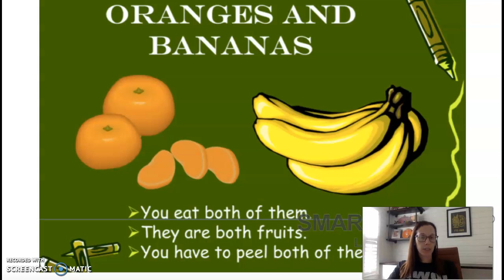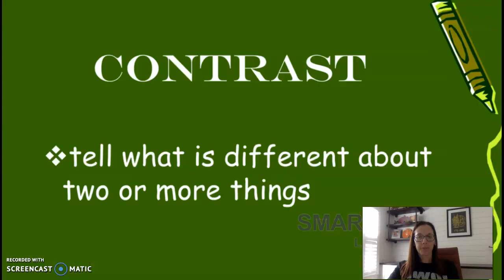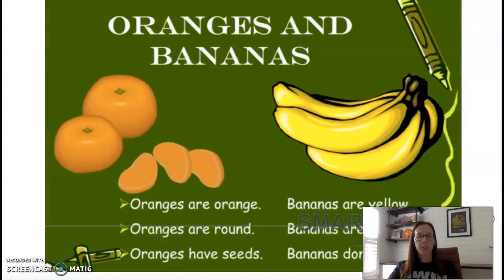So here's an example, oranges and bananas. You eat both of them. They are both fruits, and you also have to peel both of them. Contrast. Tell what is different about two or more things. So we're back with our oranges and bananas. Oranges are orange, oranges are round, and oranges have seeds. Bananas are yellow, bananas are long, and bananas actually don't have seeds.